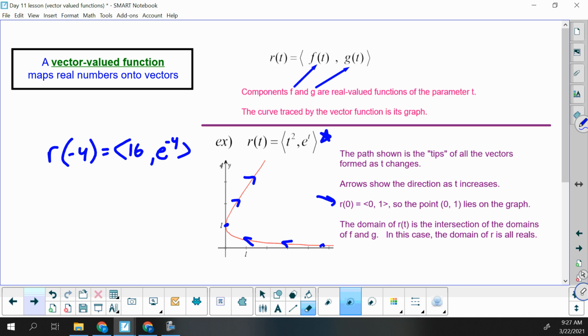So if you have the initial point, pick some other one either before or after it, and that'll help you tell the direction it's going. Now your domain of a vector valued function is the intersection of the domains of each of your parts. Well, a quadratic is all real numbers, an exponential is all real numbers, so therefore this one would be all real numbers as well.